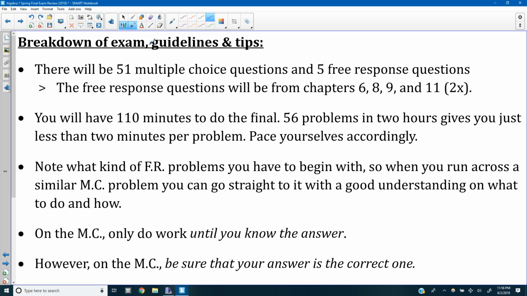Here's the breakdown of your exam. There are 51 multiple choice questions and 5 free response. None are necessarily related to each other at all. For the free response questions, you're going to get a Chapter 6 free response question, Chapter 8, which means graphing, Chapter 9, solving for x in a quadratic, and 2 different Chapter 11 questions. So 2 free response questions involving stat things.